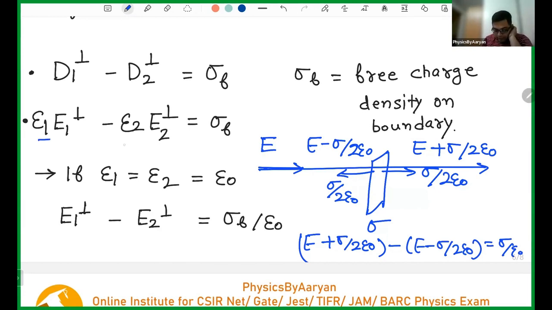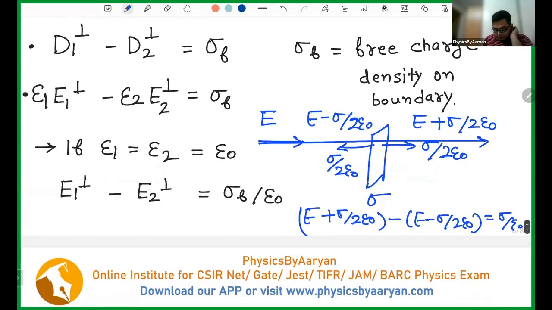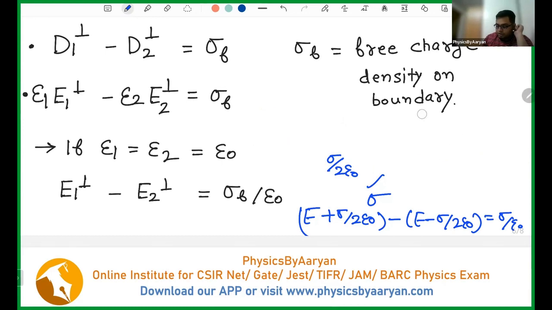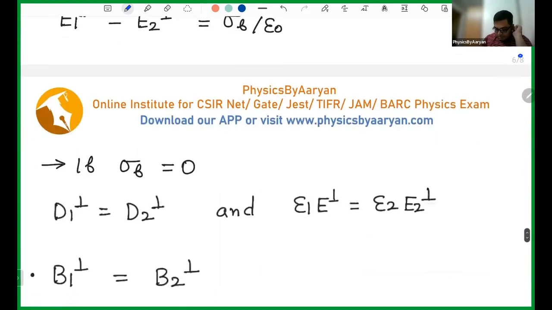If your epsilon 1 and epsilon 2 are both epsilon naught, this epsilon naught will go on this side, then your E1 perpendicular minus E2 perpendicular will be sigma by epsilon. So you can clearly see the same thing we are getting. So the change in electric field is not there if this boundary has no charge. But if this boundary has some charge, then the perpendicular component will become discontinuous. That is the situation that you need to remember.